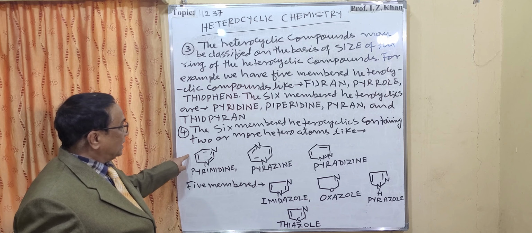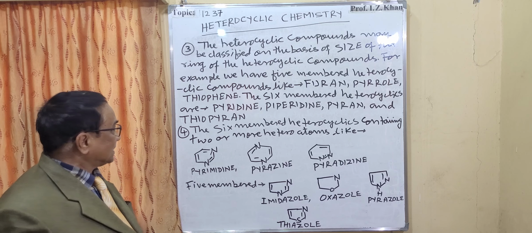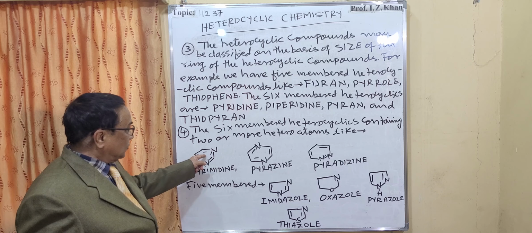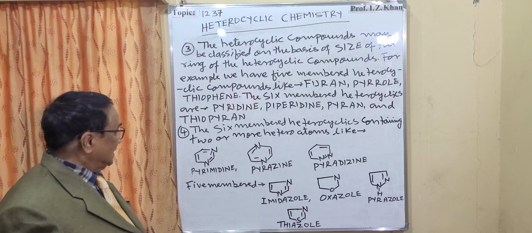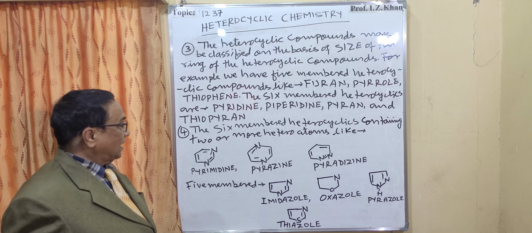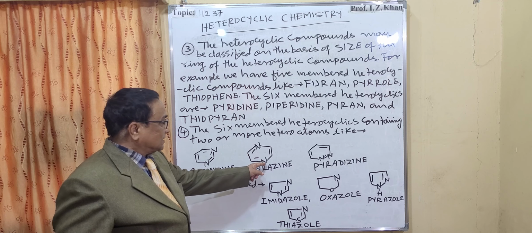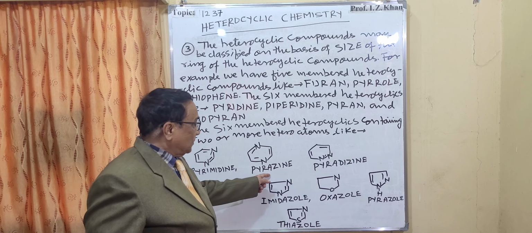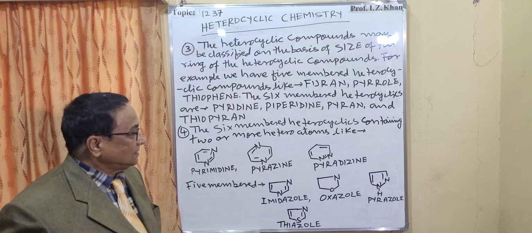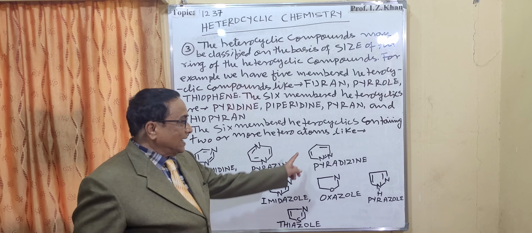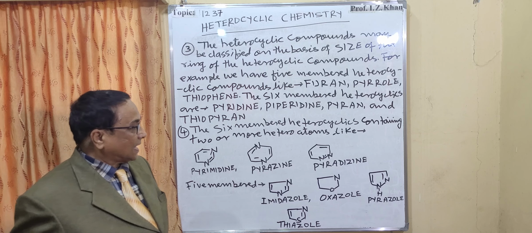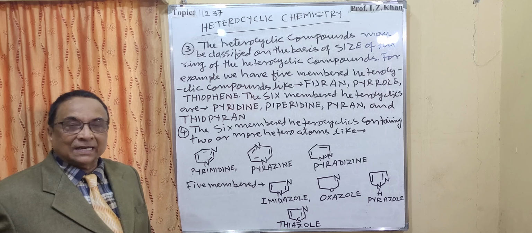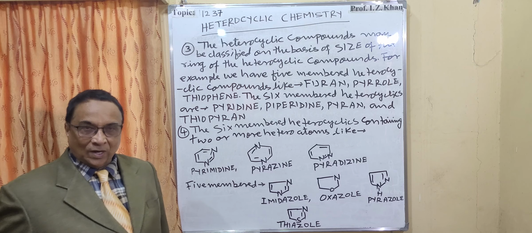Here first one, that is the 6-membered heterocyclics containing 2 or more heteroatoms. Number 1, 6-member, where it is an aromatic ring which contains 2 nitrogens, is called pyrimidine. And if the positions of the nitrogens are changed into ortho or para position, then it is called pyrazine. Then again the nitrogen is shifted to the next one, then it is called pyridazine. So these are all 6-membered heterocyclics where more than 1 heteroatom is there.